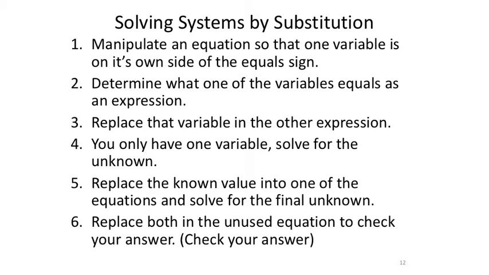Now determine what one of the variables equals as an expression. Yep, that's like making the coefficient of 1. Replace that variable in the other expression. Then we treat that as a one variable equation that we solve for the variable. And then once you get that value, this is crucial. This is where you come up with the second value: now that you know that number, you replace that number into that variable, and then you solve for the second one.